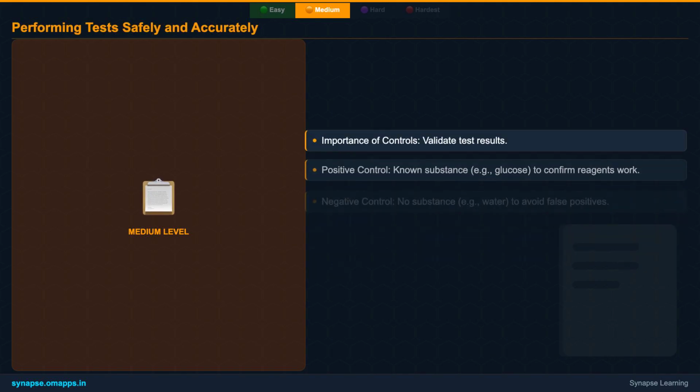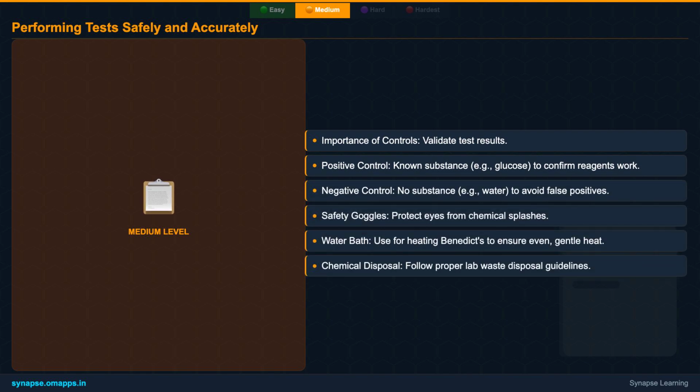Performing these tests safely and accurately is just as important as knowing the chemistry. Always use control samples. A positive control, which contains the substance you're testing for, ensures your reagents are working. A negative control, usually water, ensures your reagents aren't giving false positives.